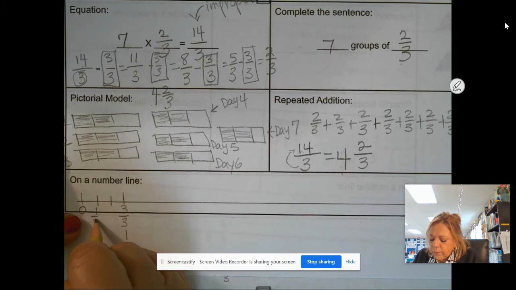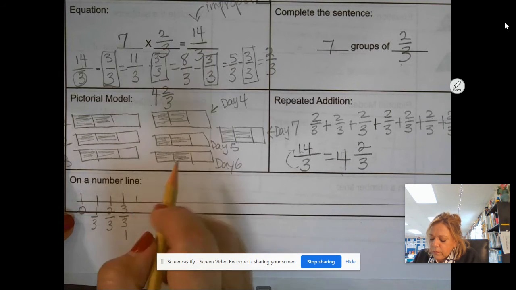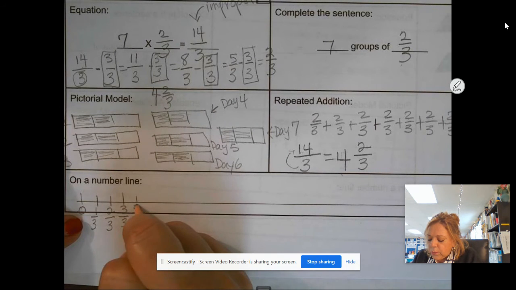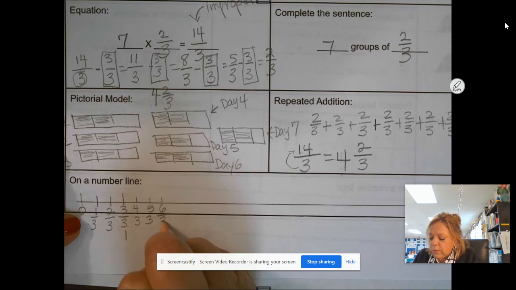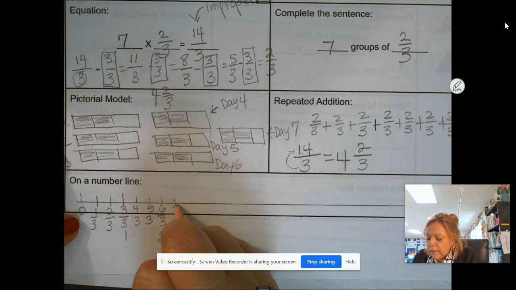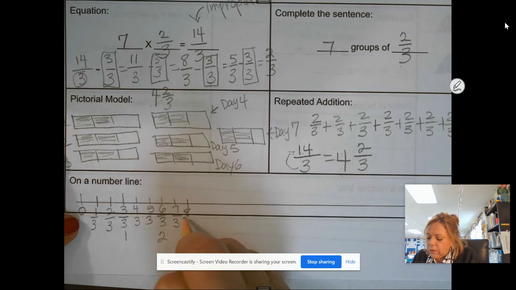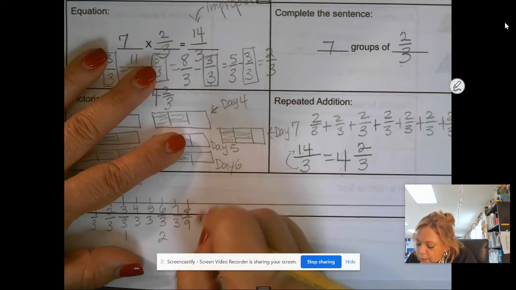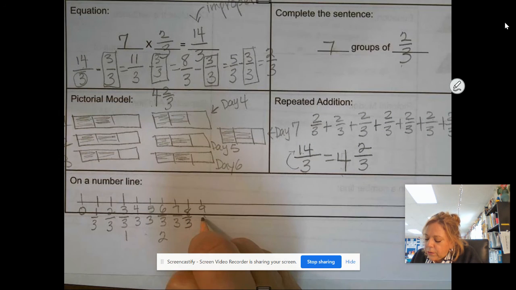So 1/3, 2/3. So 3, I'm going to do this 4/3, 5/3, 6/3, which is 2, 7/3, 8/3. Oops, I put 9. I don't know why I did that. 9/3, which is 3.